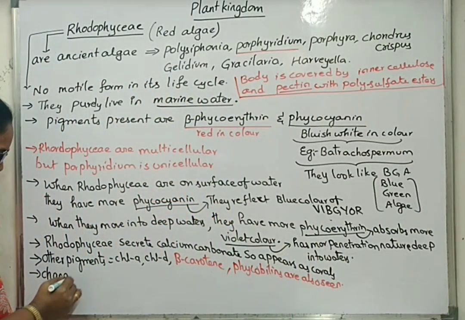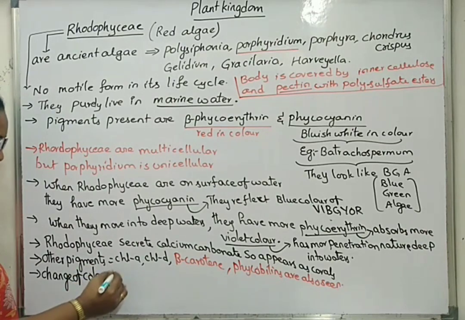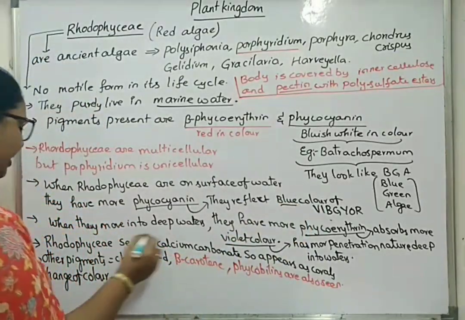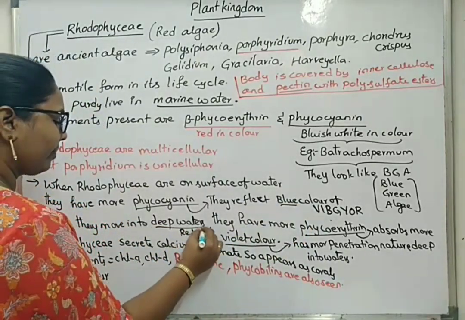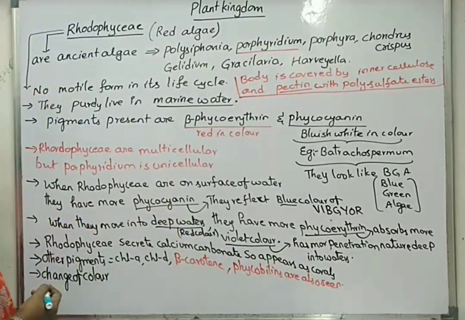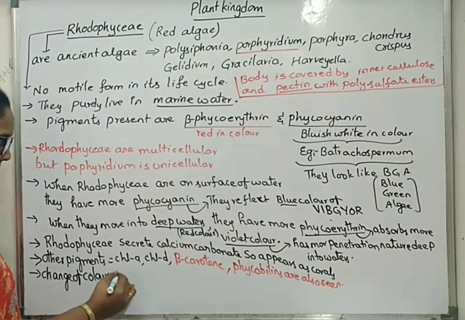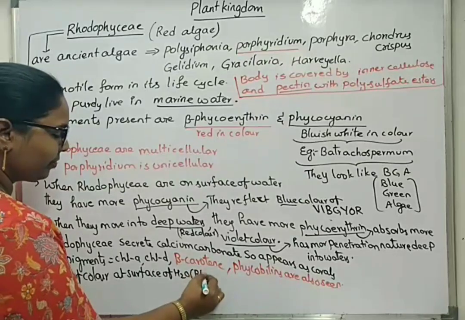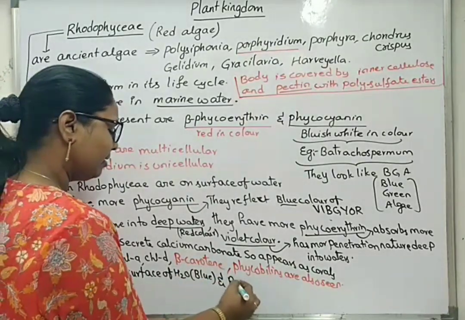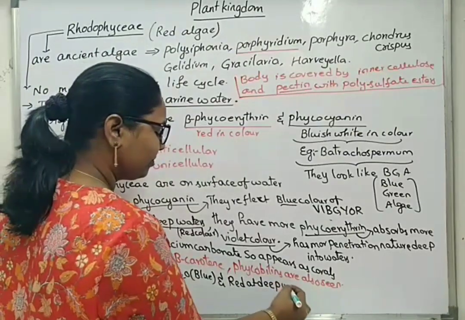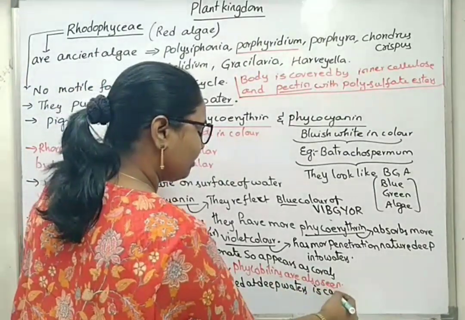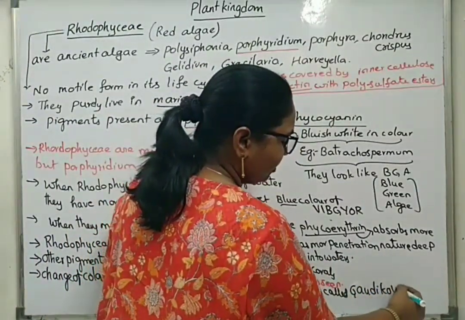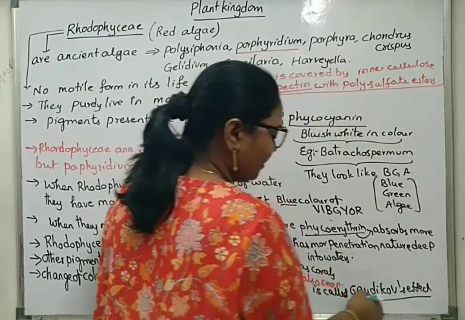Change of color at different locations of water, means on the surface it shows blue color and in deep waters it shows red color. That nature of change of color is called the Gaudichaud effect. Change of color as blue at the surface of water and red at deep waters is called the Gaudichaud effect. This is an important point.